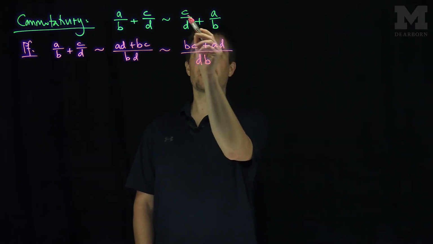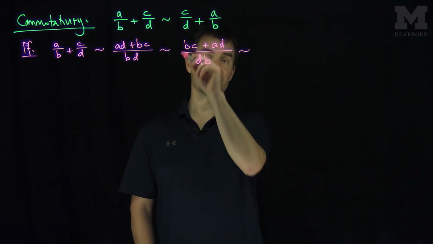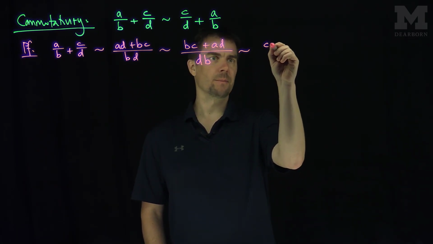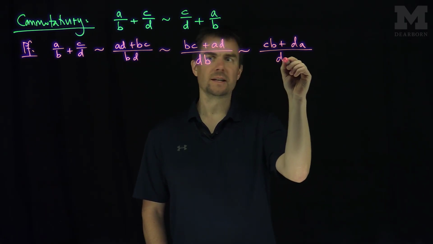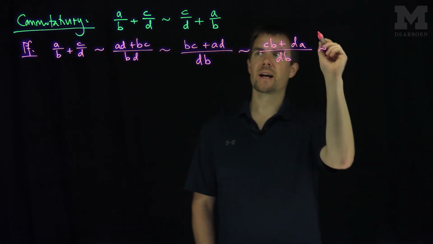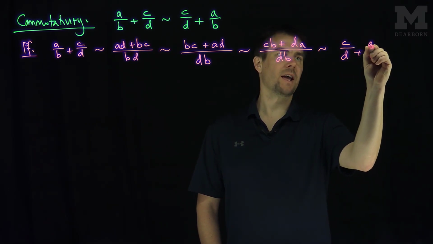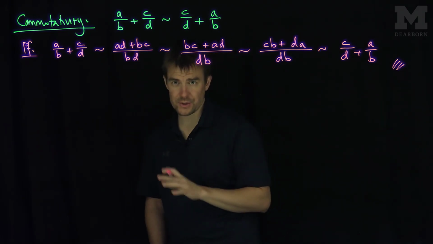And now I'm in good shape, but I need to see a c times b and a d times a. So I'm going to use the fact that multiplication is commutative, and write this as c times b plus d times a over d times b. And this is exactly equivalent to c over d plus a over b. And that shows us that addition of positive fractions is commutative.